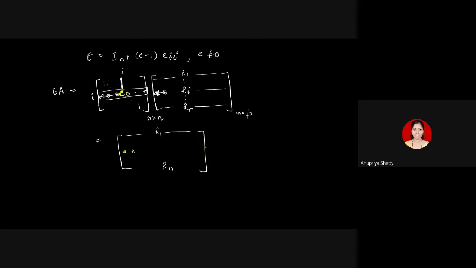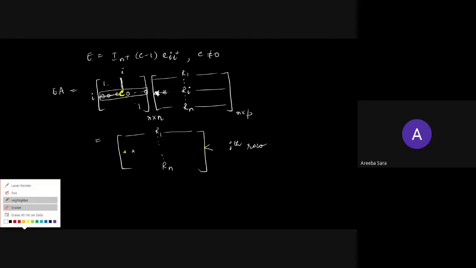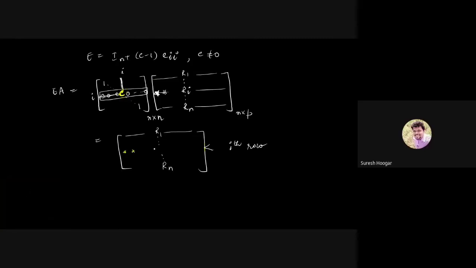So what is going to be Ri now? Can somebody tell me what is going to be the new Ri, or is there any change happening? Other rows are the same. Ri was earlier the ith row. I want to know what is the ith row of the product matrix. C times Ri. It won't be Ri, Suresh. It will be C times Ri because this scalar C gets multiplied, right? So this will be C times Ri.